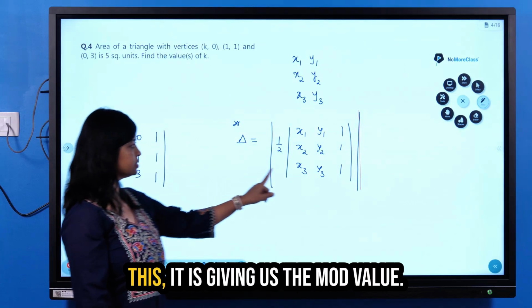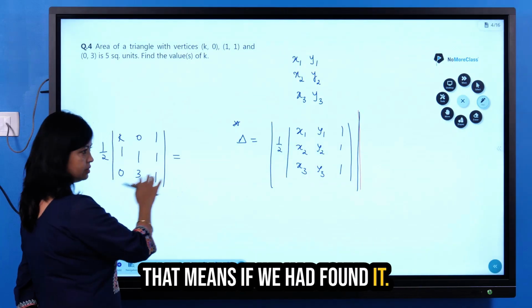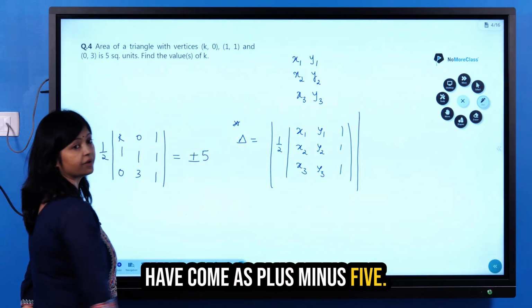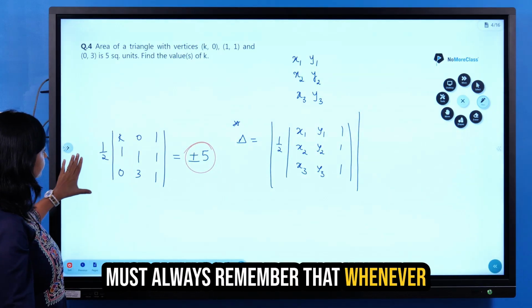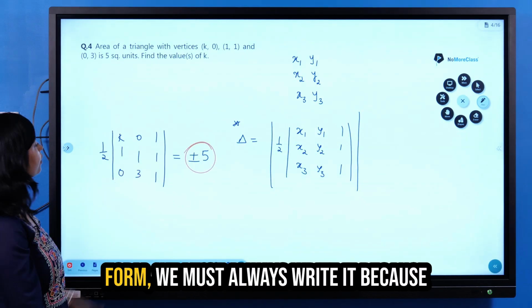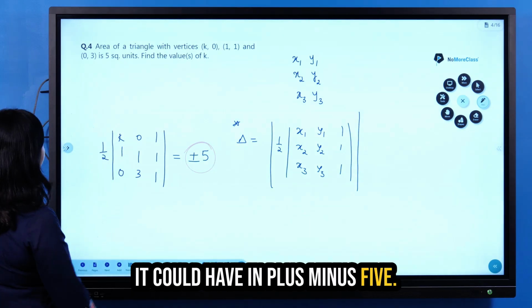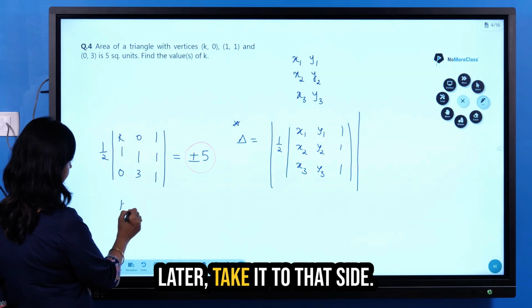But remember, it is giving us the mod value. That means if we had found it this way, the determinant could have come as plus minus 5. This is an important thing we must always remember: whenever we write it in determinant form, we must write plus minus 5. Just going ahead with that, take the 2 to the other side.